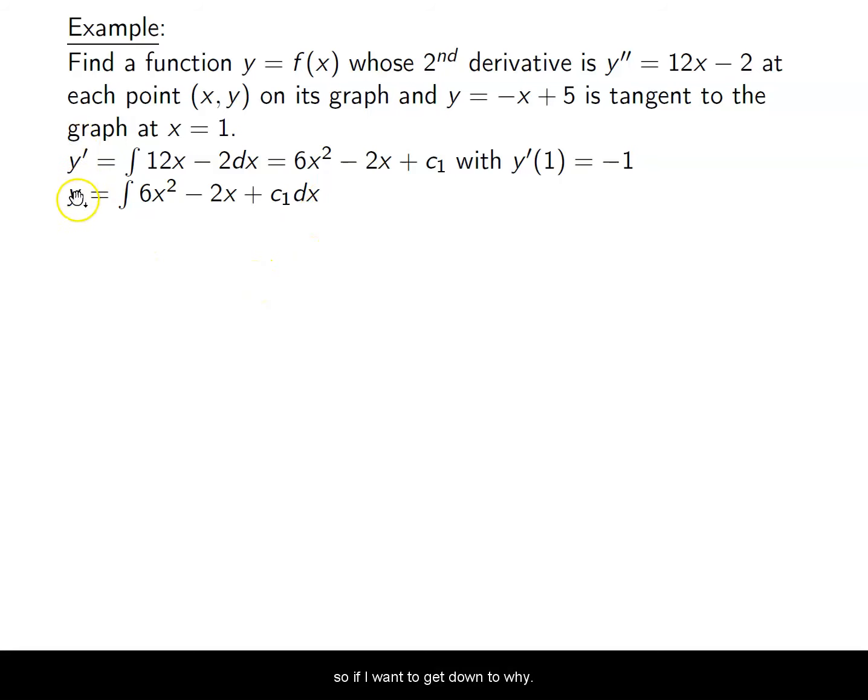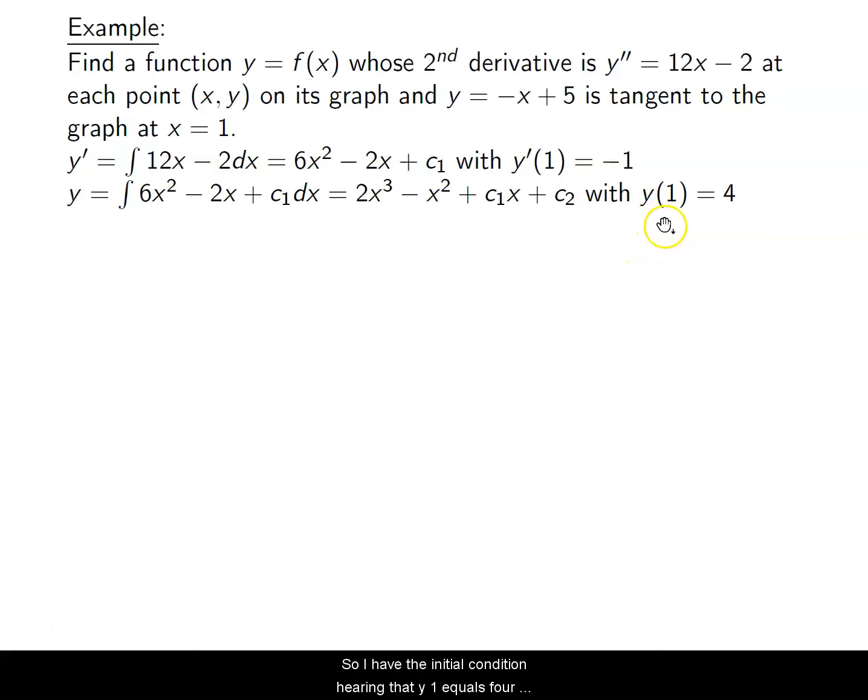So if I want to get down to y, I'm going to go ahead and integrate my previous output. So this will shoot up to x cubed, and this will become a 2. This will become -x squared, and this will become C1 of x. And then I add another constant of integration.